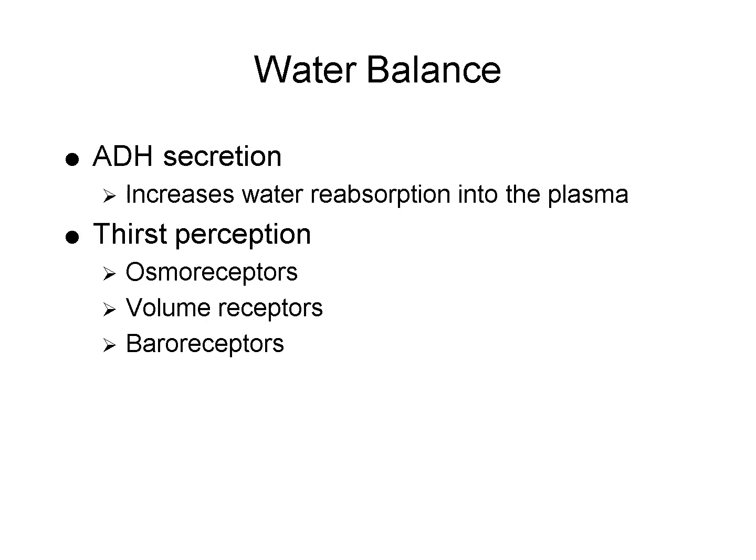Water balance in the body is tightly regulated through two key mechanisms. First, the secretion of antidiuretic hormone, or ADH, increases water reabsorption into the plasma, helping to conserve body water and maintain blood pressure. Second, thirst perception is triggered by specialized receptors. Osmoreceptors detect changes in the concentration of solutes in the blood. Volume receptors monitor the stretch of blood vessels, and baroreceptors sense changes in blood pressure. Together, these mechanisms ensure that the body maintains proper hydration and circulatory stability.